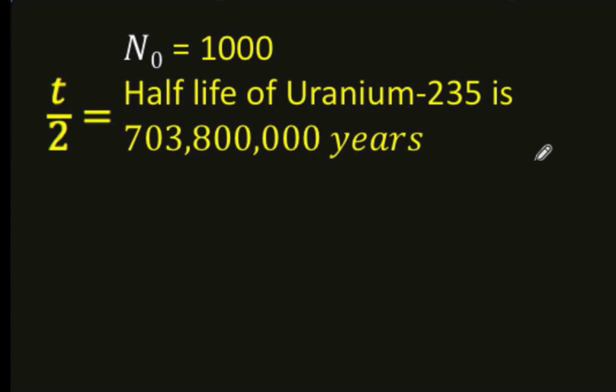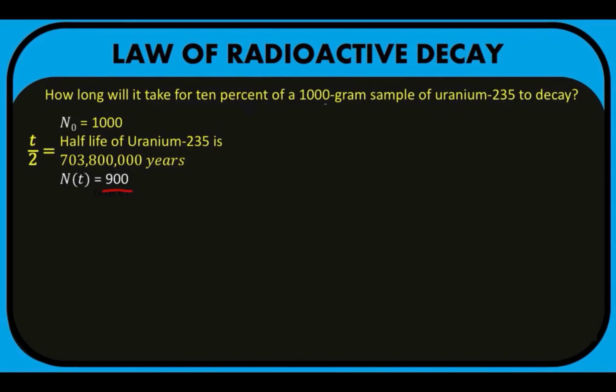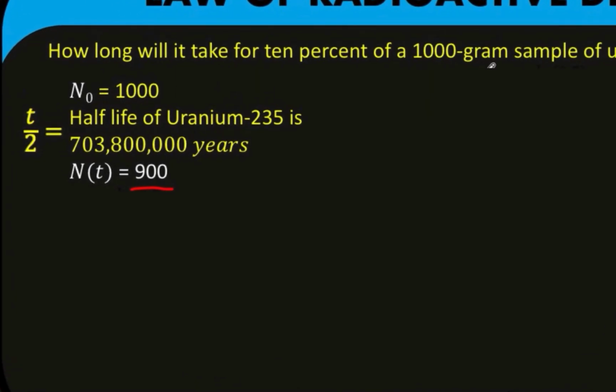We also know that N sub T is equal to 900. We want 10% of this 1,000 grams to decay. So if 10% of the sample decayed, then the remaining value would be 90% of 1,000 grams, which is 900 grams. And we would like to know what is the time when from 1,000 grams, we will arrive at only 900 grams. At this time, already 10% of the 1,000 grams already decayed, resulting to only 900 grams left.